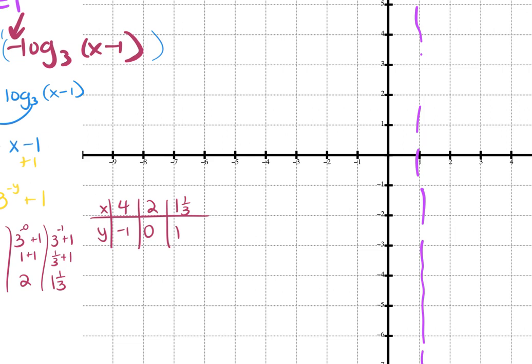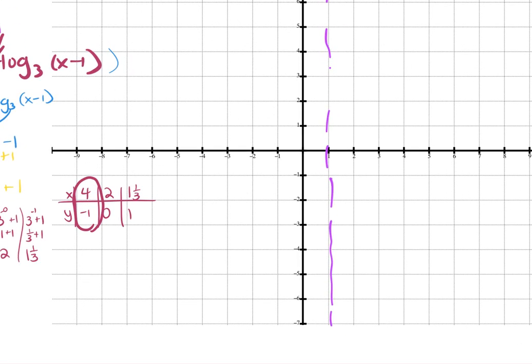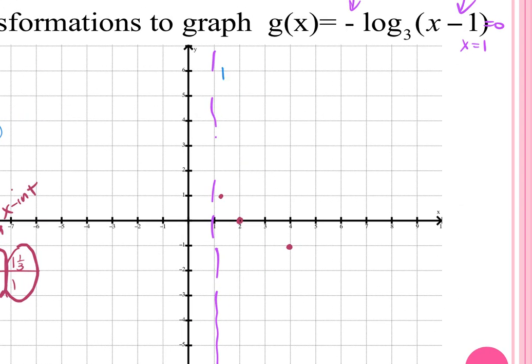With me so far? Yeah? Now I plot it. So 4, -1 is the first one. I go to the right 4, down 1. 2, 0 is the second one. It is also my x-intercept. And 1 and 1/3, 1 is the third one. Now, normally our graph does this, but we have a negative on the front, so it makes sense that it is coming down like this.